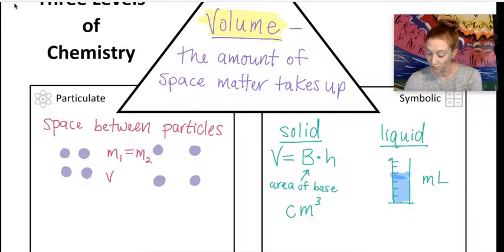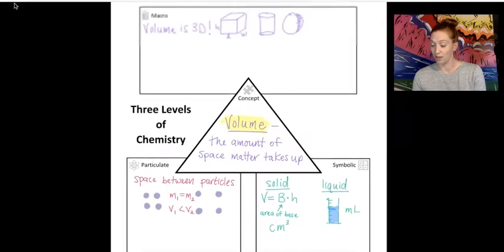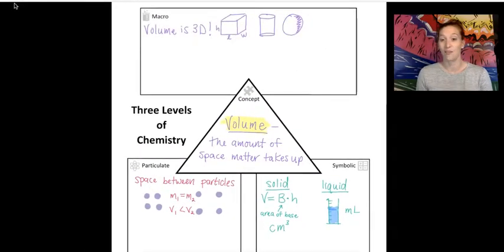So because the first picture has less space between the particles, that sample of matter takes up less space overall, making the volume of my second group of 4 particles larger because of the greater amount of space in between them. So this is a great start for our volume 3 levels diagram. Again, we're going to have a lot more to add on here after we do a little bit more work.